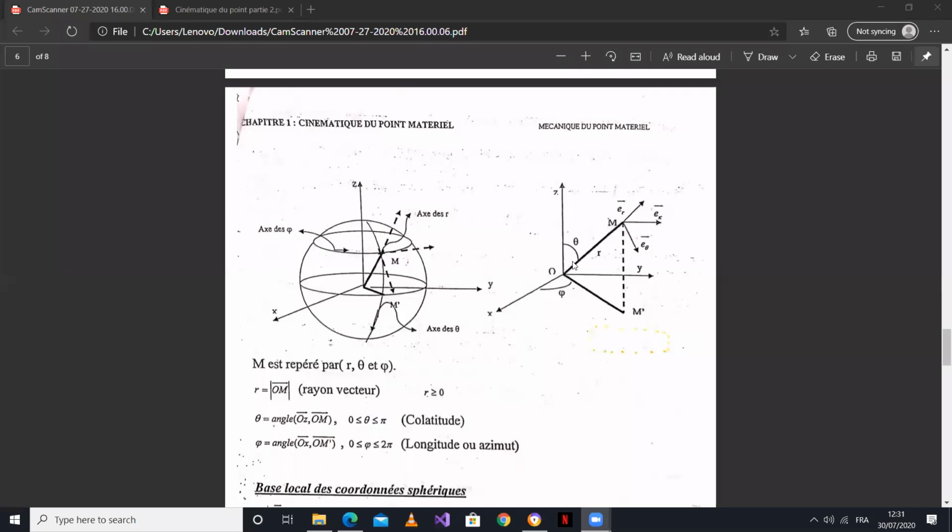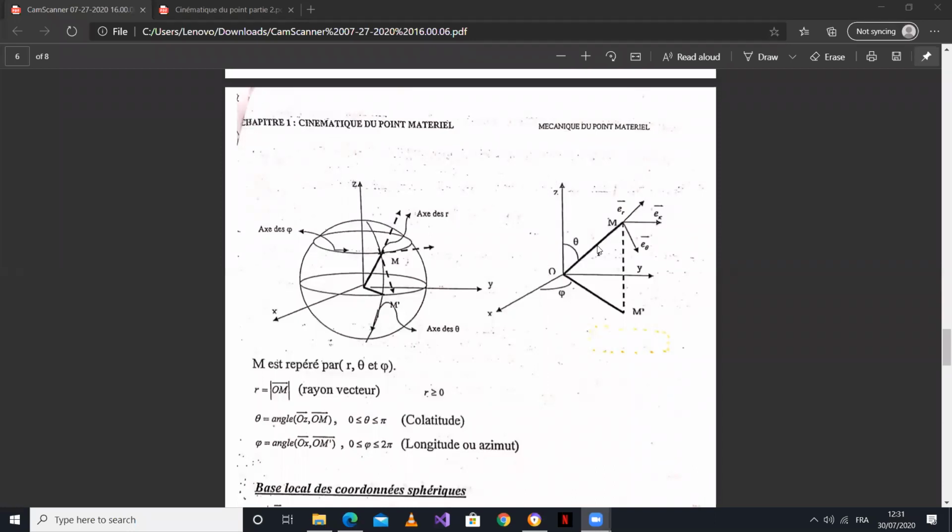That's just to help you relate to something in real life that you know of. It's the same thing for this point M that we are studying now. It's going to form a certain angle from the axis we are taking as the origin axis, which is OZ. It's going to move an angle theta, and it's going to move an angle phi in the horizontal sense, and we'll be able to locate exactly where that point is.